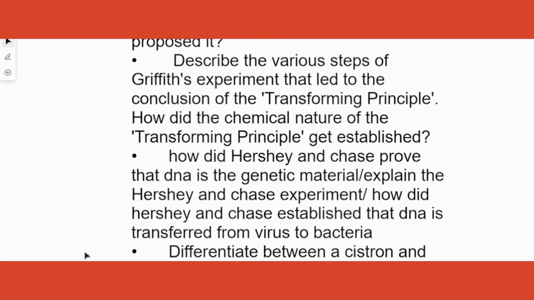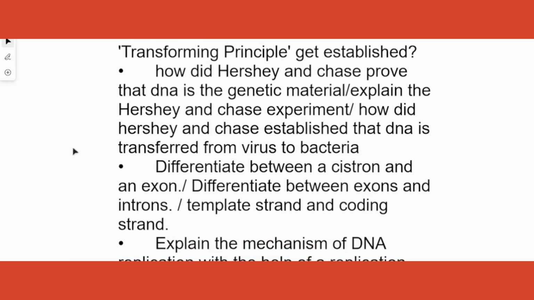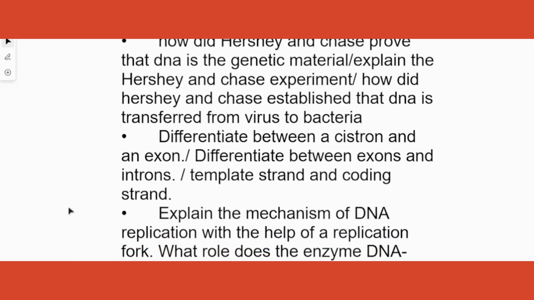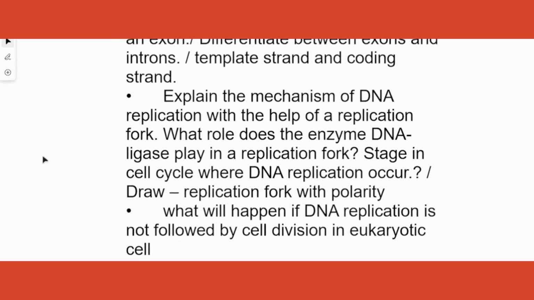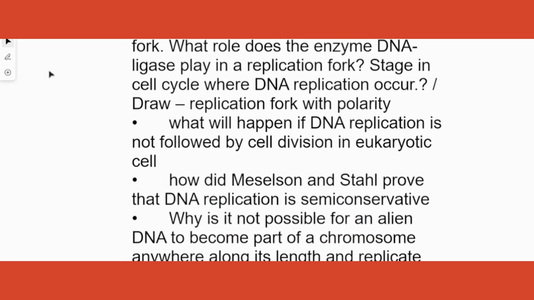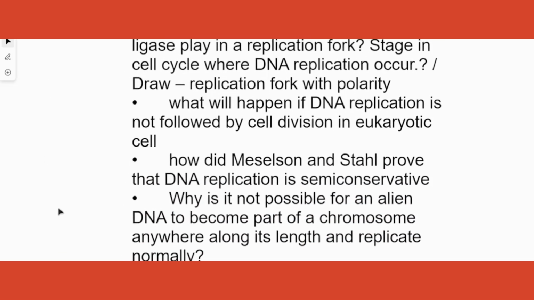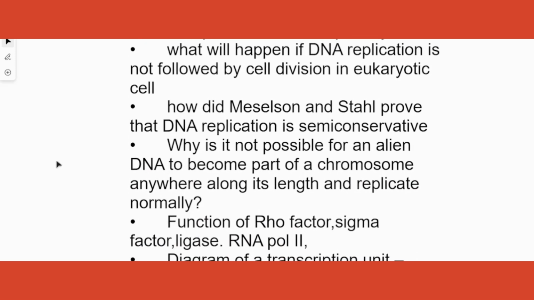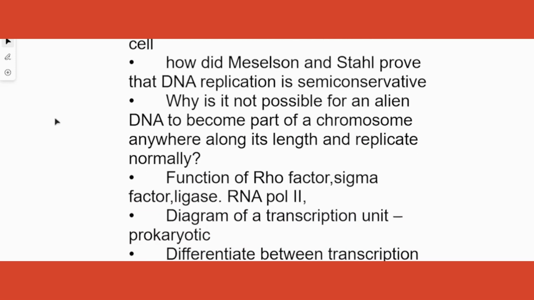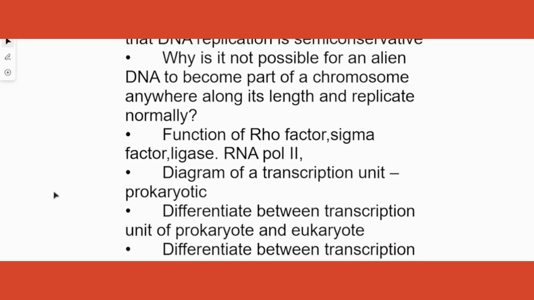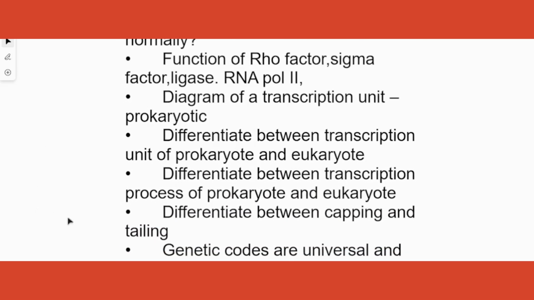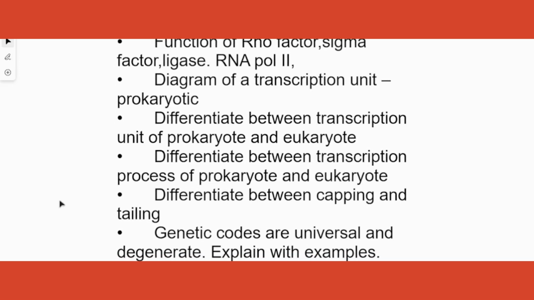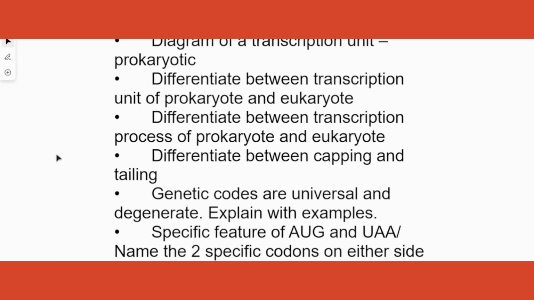Repeated questions only I have picked up. I have not written the same question again and again. As you can see, I have put a slash at times to show that this question can be asked in a different way. So please go through and make sure that you study them. All experiments, whether it's the Meselson and Stahl experiment, the one to prove that it is semi-conservative, all those experiments you're not going to skip at all, because definitely they will ask a few questions.